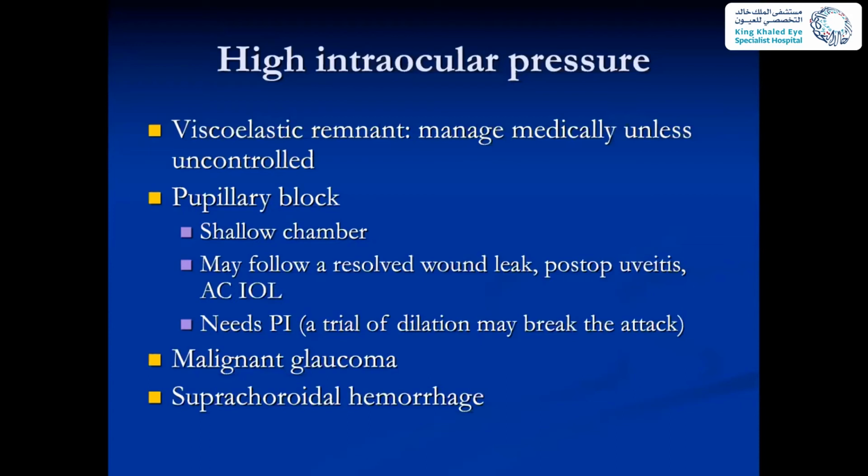you will have to do a PI to just break the pathogenesis of this pupillary block. And it may follow a resolved wound leak. The wound is leaking and the pressure is okay, then you suture the wound, and the intraocular pressure might go up. Postoperative uveitis, AC, IOL, can cause pupillary block if the PI is not patent. So it needs a PI. A trial of dilation may break the attack, but the definitive answer is the PI.